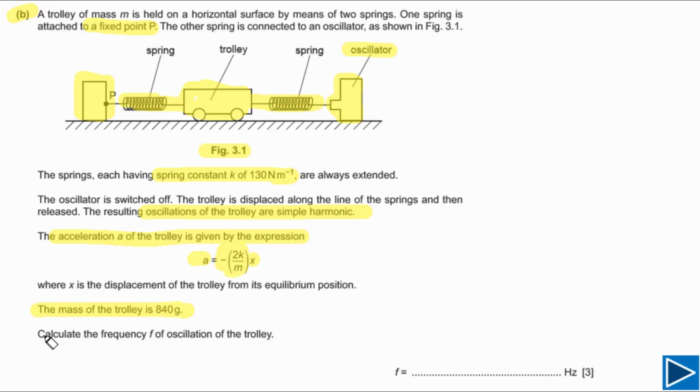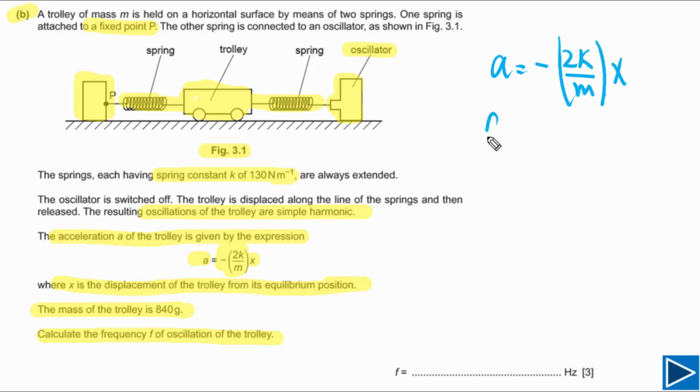For this question, we need to calculate the frequency of oscillation of the trolley. x is the displacement of the trolley from its equilibrium position. In order to calculate the frequency, we need to compare this given equation with the general equation of simple harmonic motion. So let me write down the general equation of simple harmonic motion here.